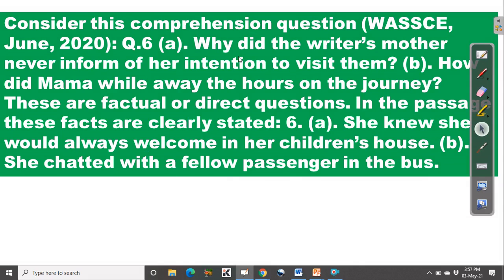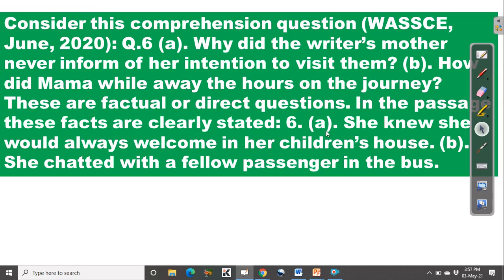We have seen these questions taken from the West African Senior School Certificate Examination of June 2020. That is last year's WAEC comprehension questions, and you can see quite clearly the example of factual questions. So whenever you meet a factual question, you need to head back to the passage and look for the answer right there in the passage.